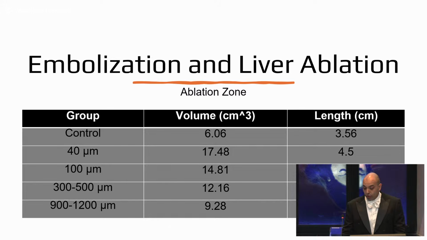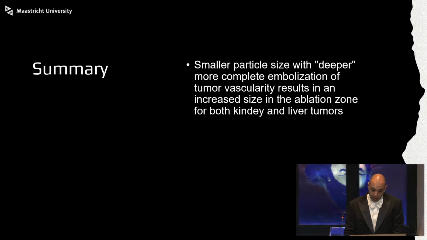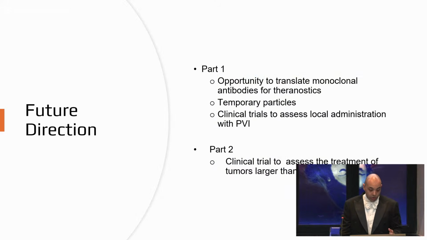And then we also treated the liver, where again we saw similar changes, with a multifold increase in the size of the ablation compared to when we just do ablation alone. So for this portion, we saw that a smaller particle size that provides deeper embolization of all the tumor vascularity is going to produce a much larger ablation zone, and thusly a better, more complete treatment.